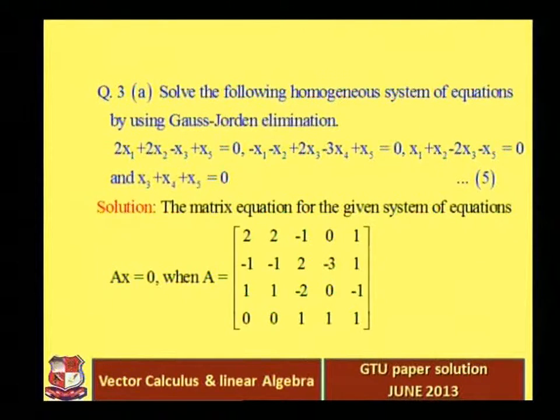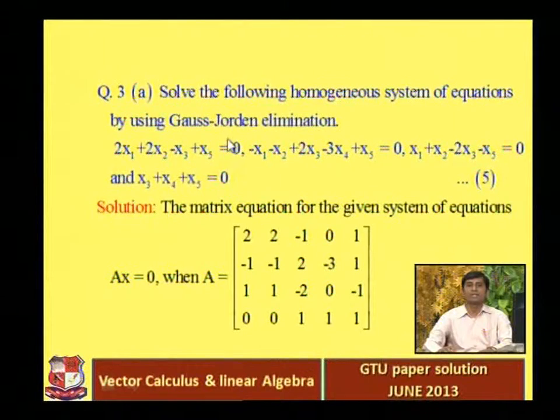So next question, question 3a. Solve the following homogeneous system of equations by using the Gauss-Jordan method, and here is a total of 4 equations. The first equation is 2x1 plus 2x2 minus x3 plus x5 is equal to 0. Minus x1 minus x2 plus 2x3 minus 3x4 plus x5 is equal to 0. x1 plus x2 minus 2x3 minus x5 is equal to 0, and x3 plus x4 plus x5 is equal to 0.